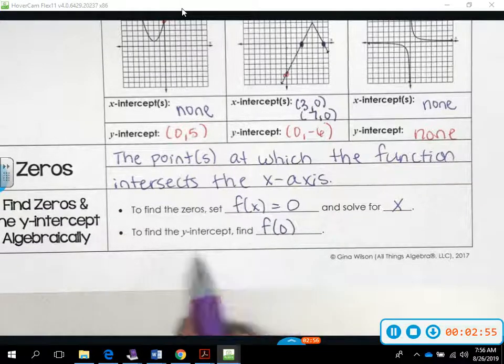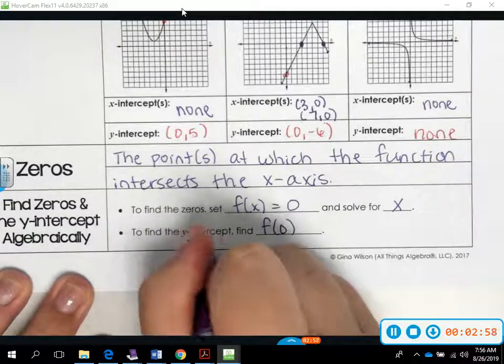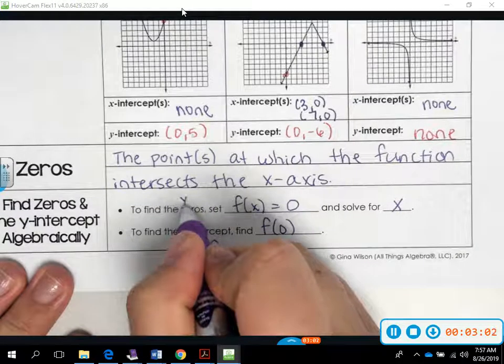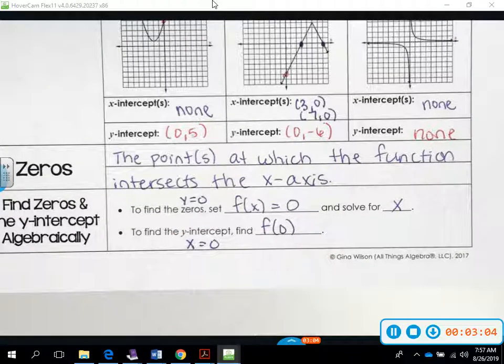So this is saying to find the y-intercept, you're going to set x equal to 0. To find the zeros, you're going to set y equal to 0. Same thing we wrote up at top. It's just in fancier writing.